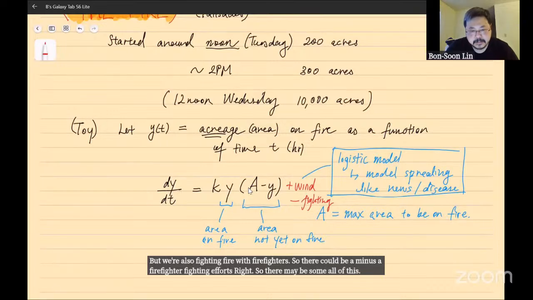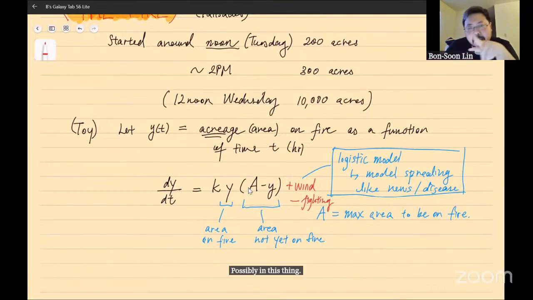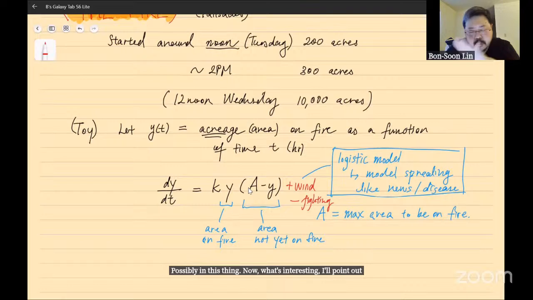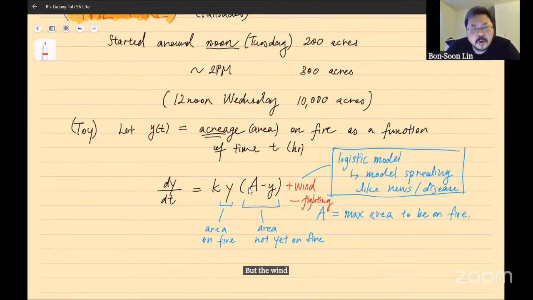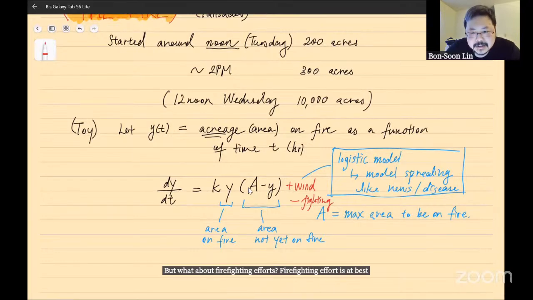Now, what's interesting, I'll point out right now, is this. We're going to first consider the situation where there's no wind and there's no firefighting efforts. But the wind can cause more fire to get more fire. But what about firefighting efforts? Firefighting effort is at best constant. Do you see why this is a problem?